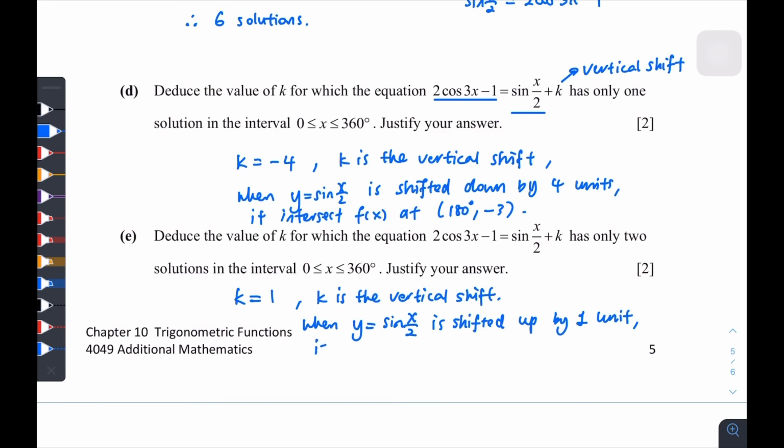It intersects f(x). Where did it intersect earlier? It intersects at the two earlier points, so it will be 0 degrees and 1, and 360 degrees and 1. So there's only one solution in the first case, and two solutions in this case.